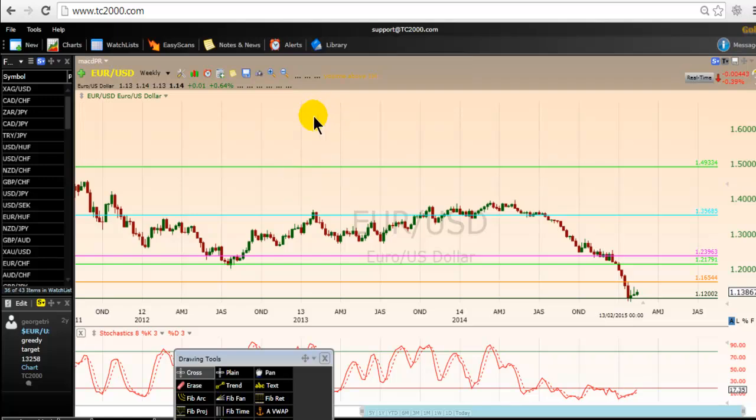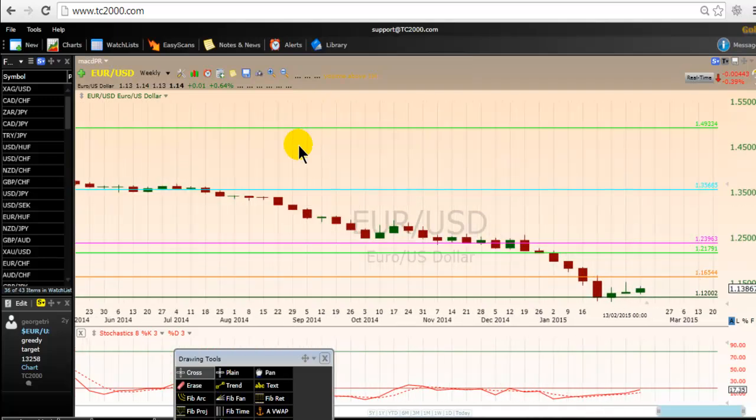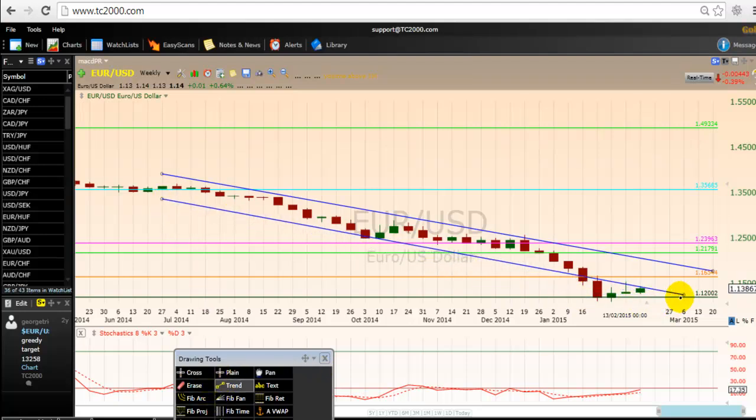Now, on the weekly chart, what is the market pattern, talking about day trading and swing trading? The market pattern is still bearish. So remember what I said to you. You want to buy at a support level. You want to sell at a resistance level.